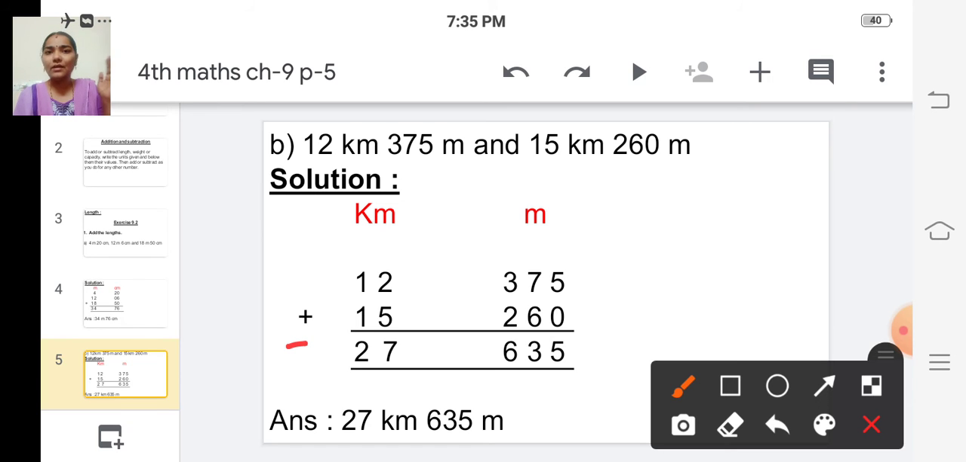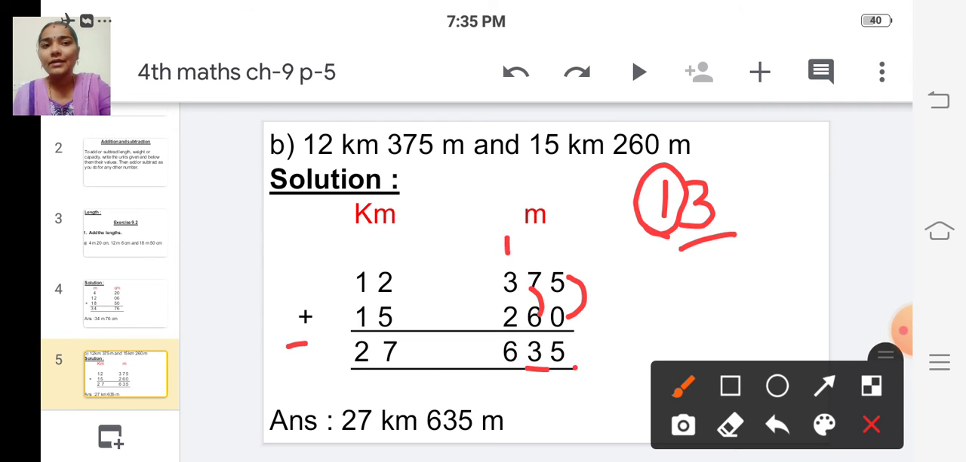Starting from the right hand side, from the ones place. 5 plus 0 is 5. And 7 plus 6 is 13. 13 is a 2-digit number, so we write this 3 in the answer and carry over the 1 to the next place.